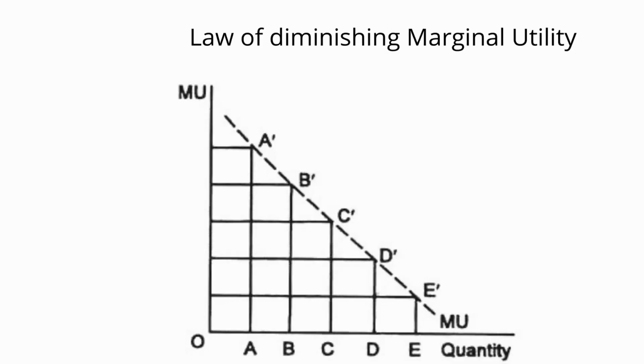Graphically, diminishing marginal utility is represented as a downward sloping curve because as you keep on consuming one more extra unit of certain goods and services, the marginal utility derived from the subsequent consumption of the extra unit will keep on diminishing.